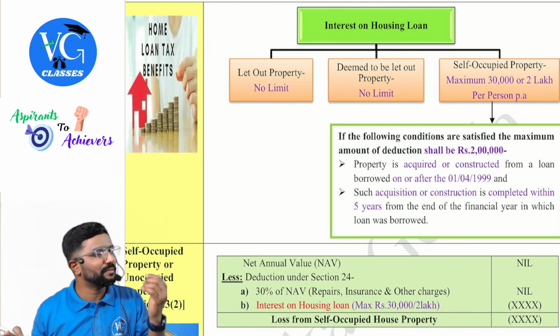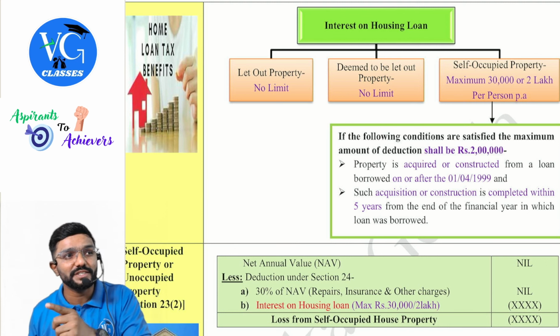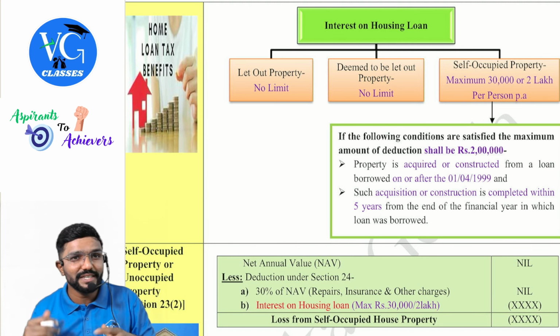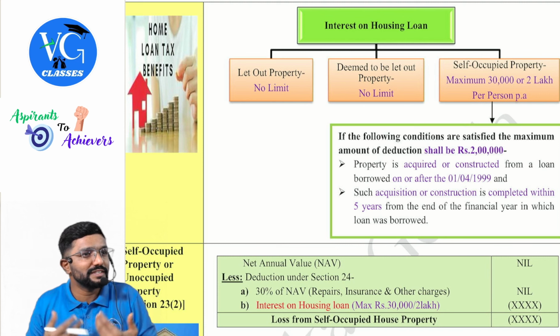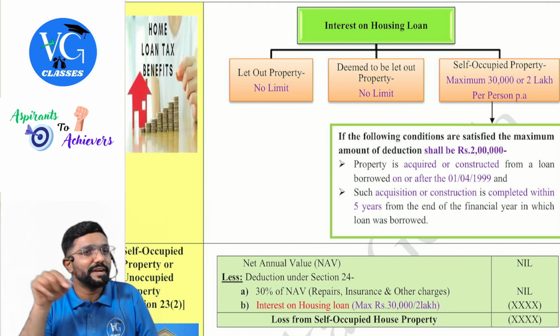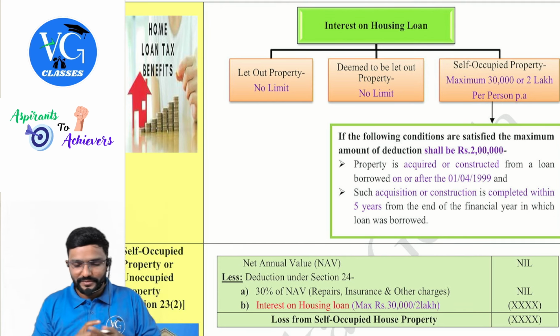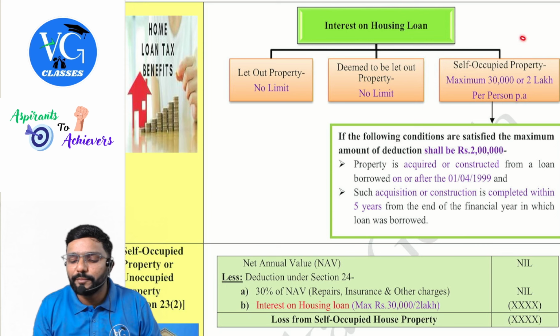Accrual basis. Come on, guys, you should know, because municipal tax is on payment basis, interest is on accrual basis. Unnecessary stories they will build, because it has accrued, meaning he is supposed to pay 10 lakh interest in the current year, but he has paid only 8 lakh. How much deduction will you allow? 10 lakh.